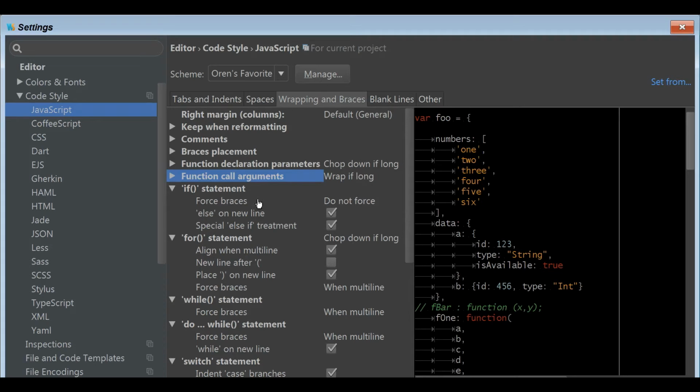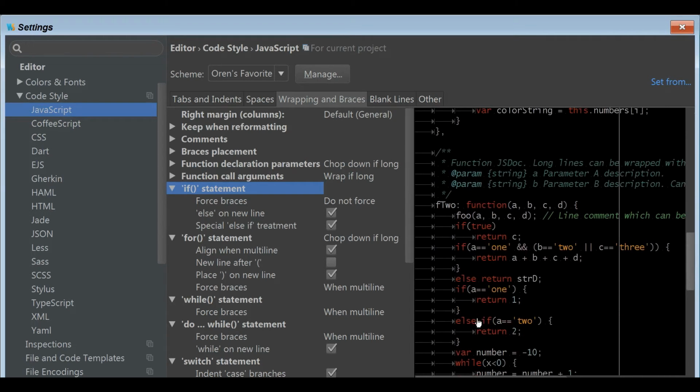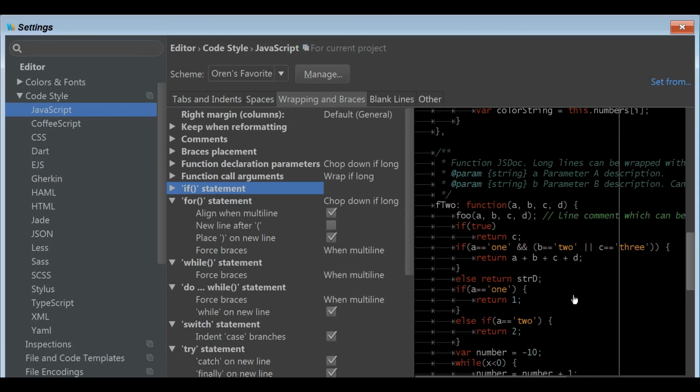I don't want to force braces, but in the case of else's and special ifs, you'll see here that I think that needs to go on a new line, and I do believe that this should be allowed, because it's another statement, an else if, which sure you could put on another line, but I think that just makes it look worse. Now we get into for statements even.